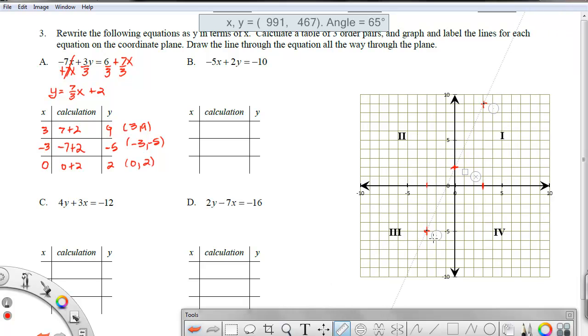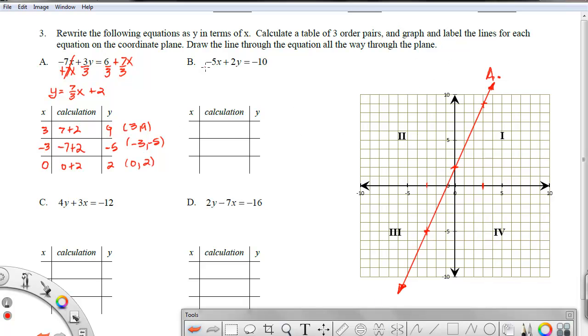And then when you draw your line, make sure you draw your line all the way through the graph. So when we check this, I can say the top edge of line A goes between a positive 3 and 4, and it should be down here right around a negative 4 in quadrant 3. Okay, so this is line A. You don't have to put those on there if you don't want to, but I like to.